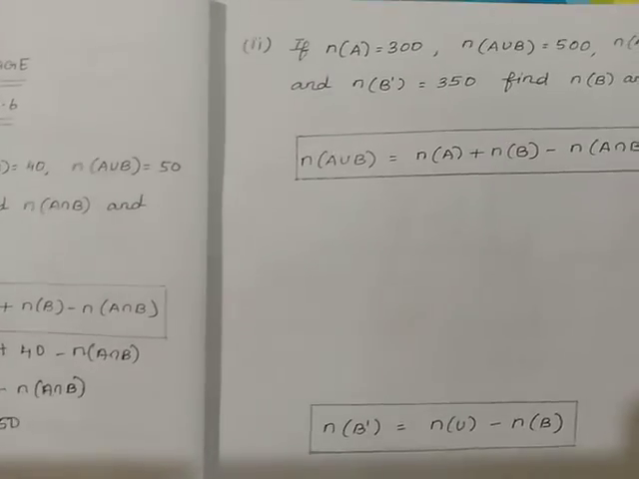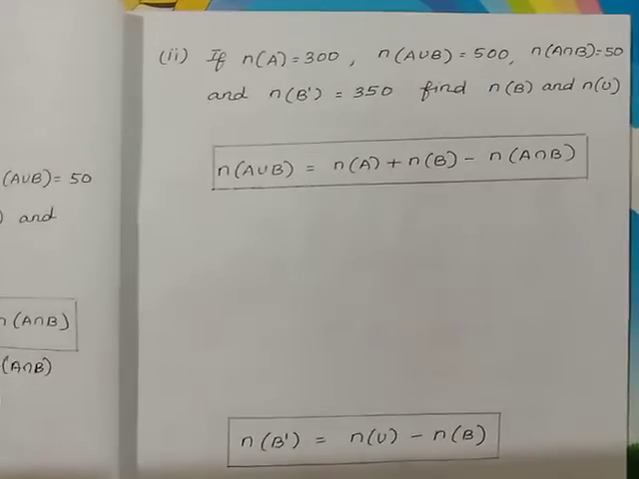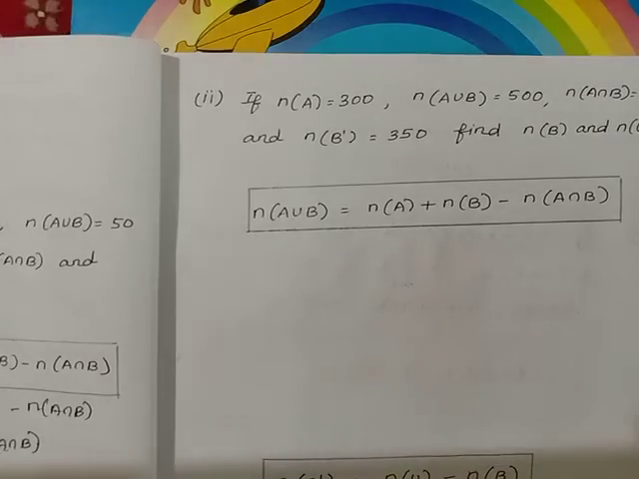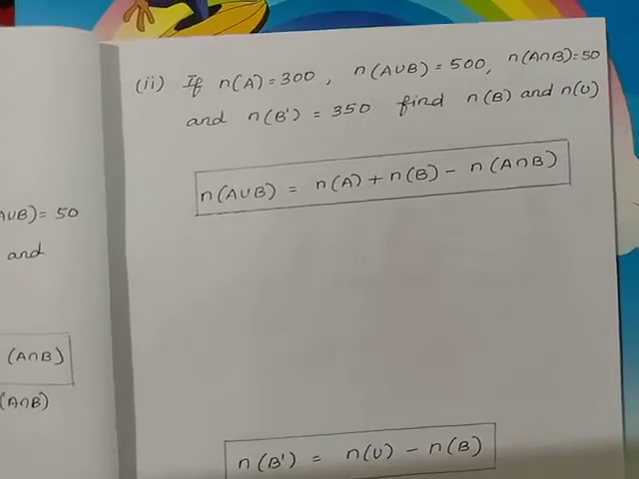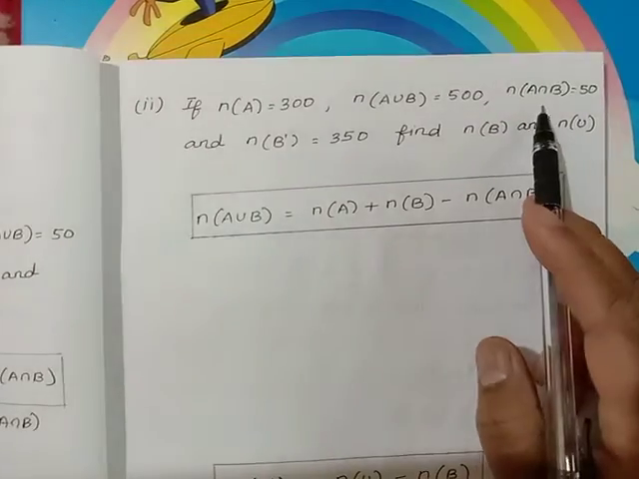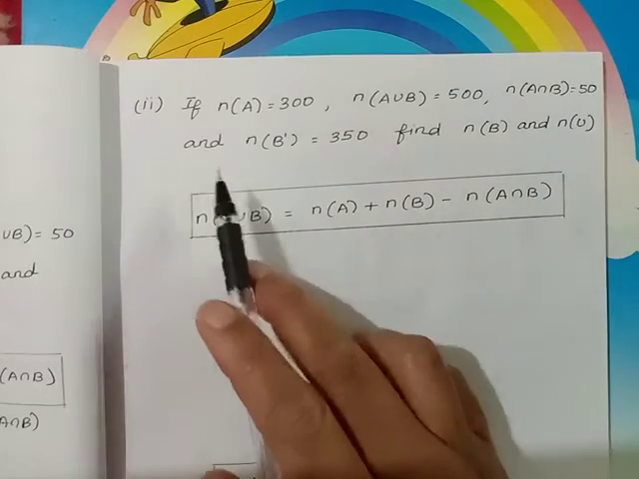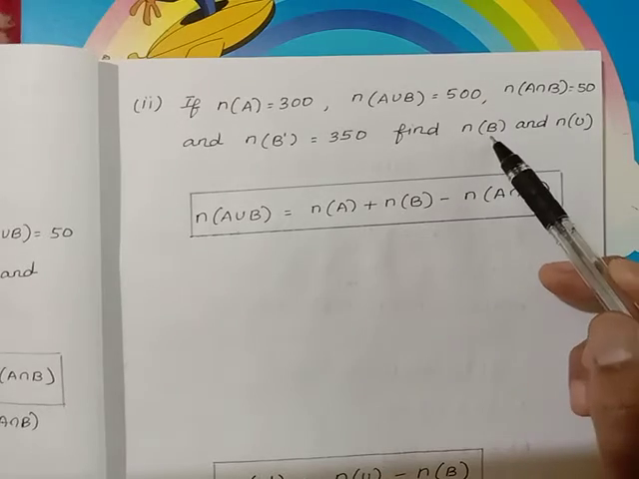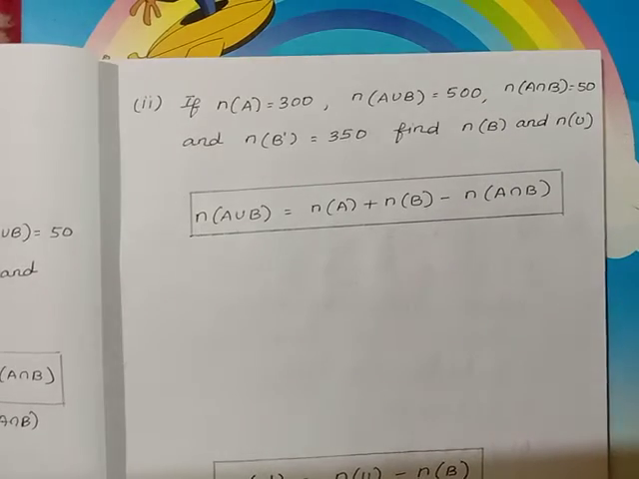Now let us solve Roman letter 2. If n of A equals 300, n of A union B equals 500 and n of A intersection B is 50 and n of B dash equals 350, find n of B, n of U.